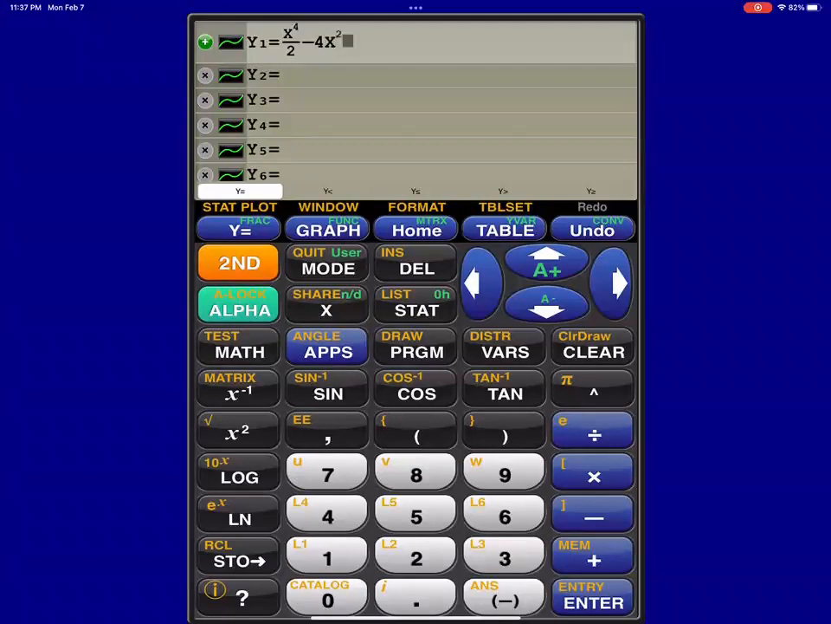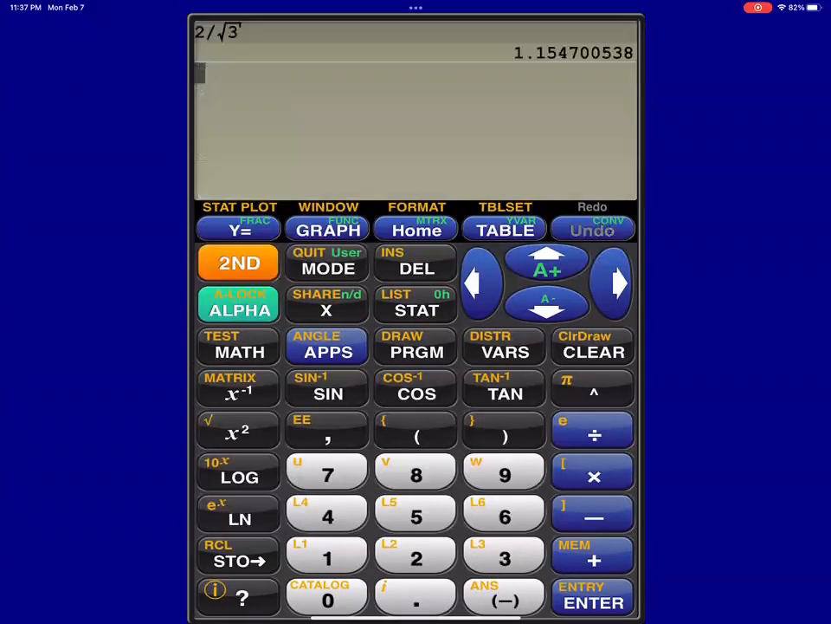Then you plug in plus 3. So we have stored this function in y1. Then you go to the home screen by pressing second and quit. It takes you to the home screen.